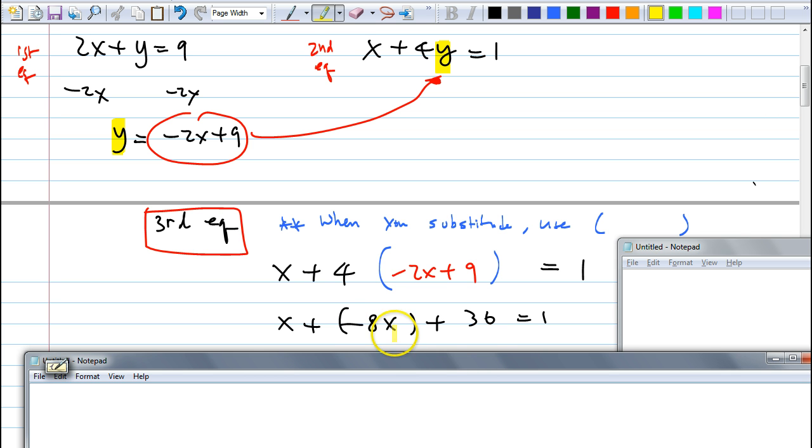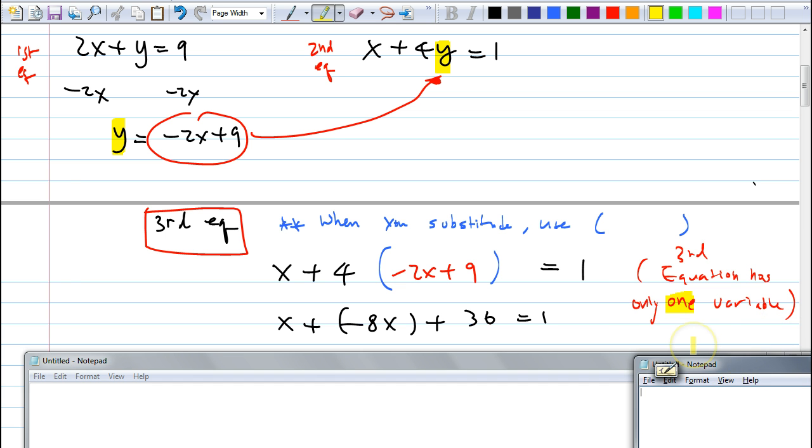Do you see how I got negative 8x plus 36? Because I need to distribute this 4. Can you solve for x now? Yes, you should all know how to do this. So yeah, I like this. On the third equation, if you did this correctly, you should get one equation with one unknown, one variable, and you know how to solve that, right? Go ahead and finish it up.